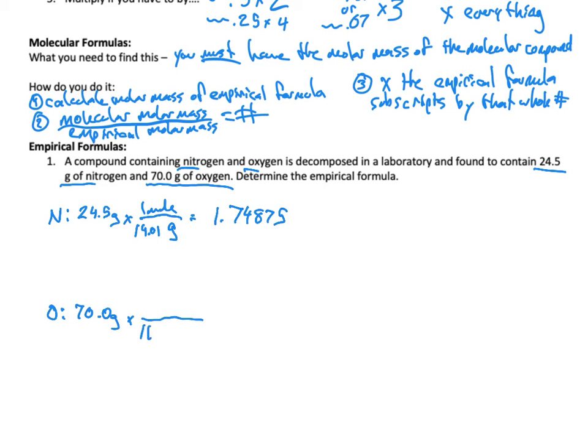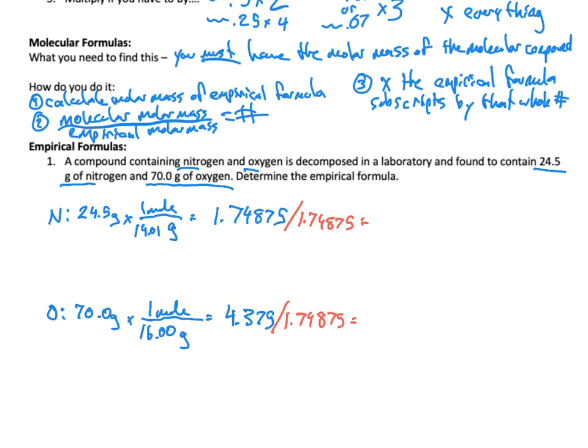Well, the atomic mass of oxygen is 16.00. 1 mole there. If I divide those 2, I get 4.375, and that's all that's in my calculator. So the next step is divide by the smallest mole. So which number is smaller? Well, clearly 1.74875 is smaller. So I'm going to divide both numbers by that number.